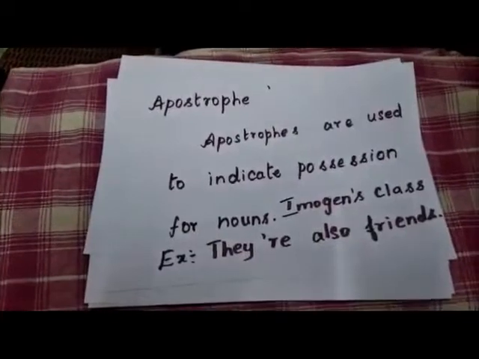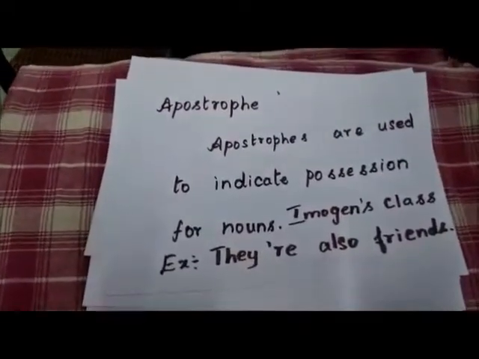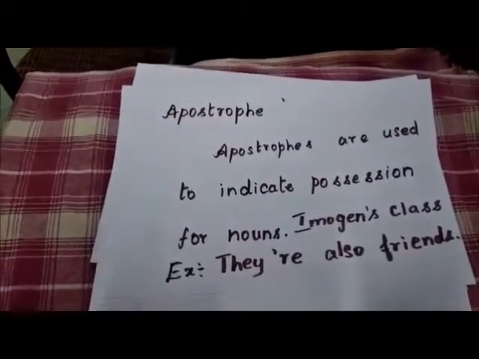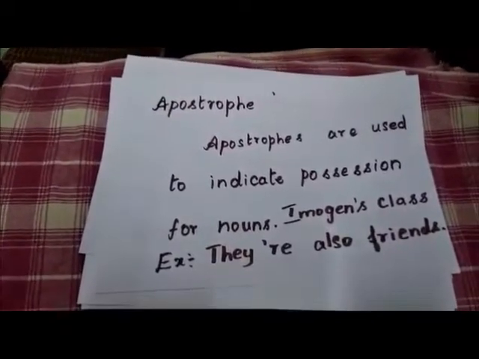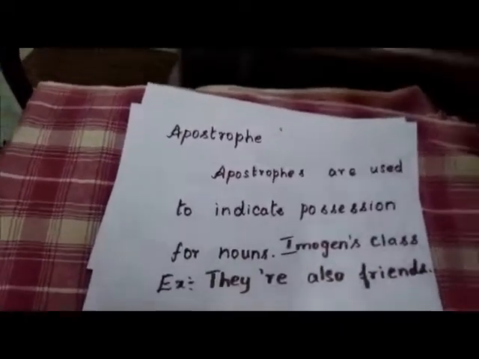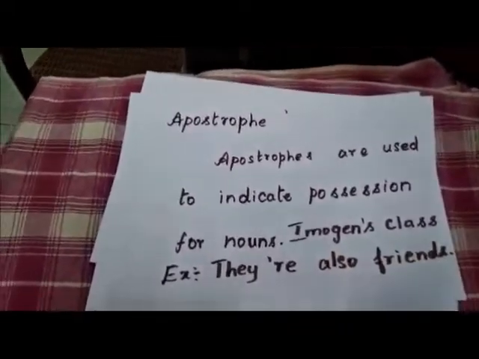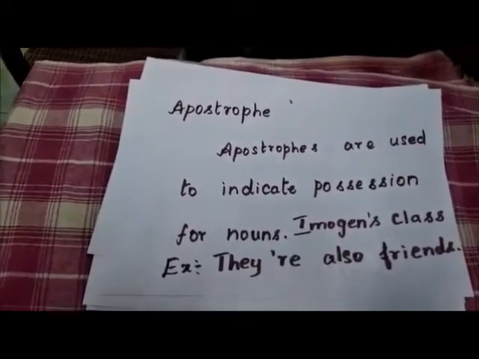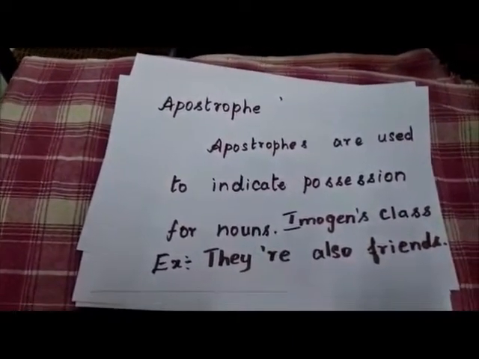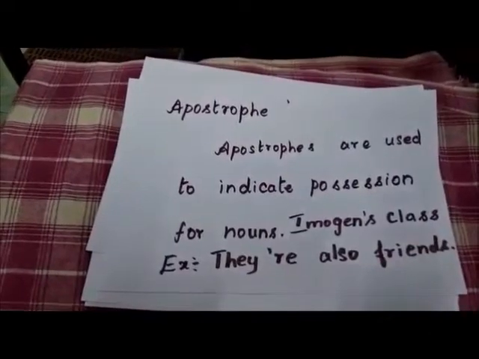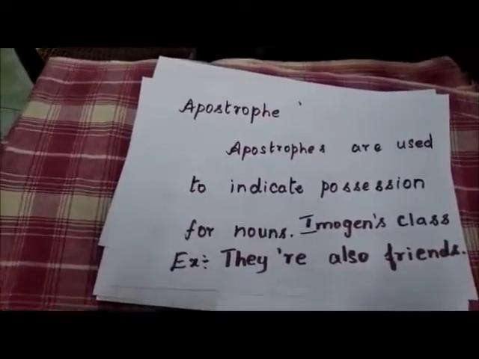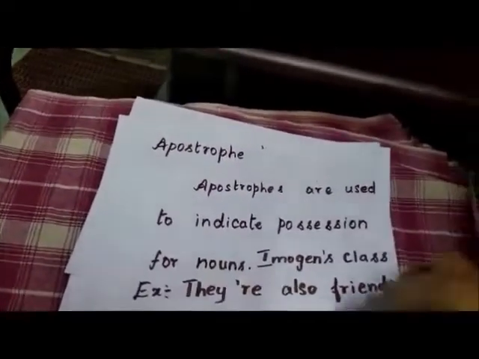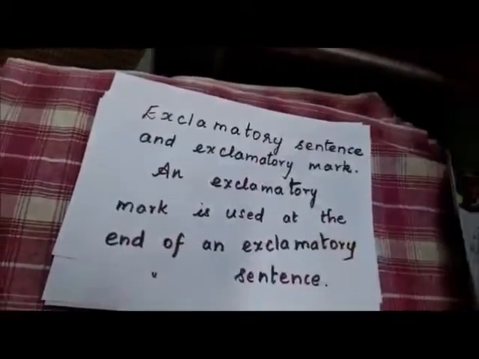Apostrophes are used to indicate possession for nouns. Imogen's class. When I say I take a class, I'm Imogen, and when it is my class, I use an apostrophe: Imogen's class. It is also used to shorten verbs, like "are", to shorten the A, one apostrophe is used there. So here is where the apostrophe is made use of.